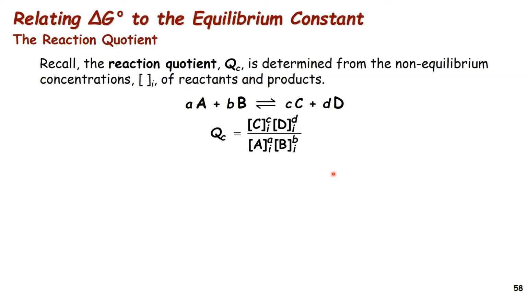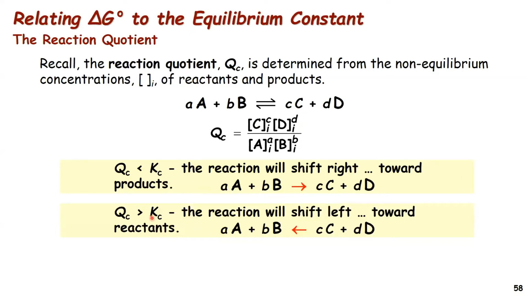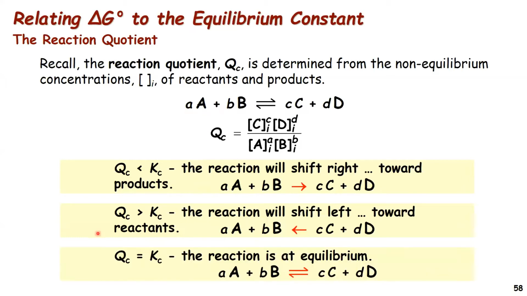So when we want to compare, we always compare Q to K, right? So if Q is less than K, that means I don't have enough products. Because again, it's got to equal K. If I don't have enough products, the reaction is going to proceed to the right towards more products. And if Q is greater than K, that means I have too many products, and the reaction is going to shift back towards the reactants. And of course, when Q is equal to K, we are at equilibrium.